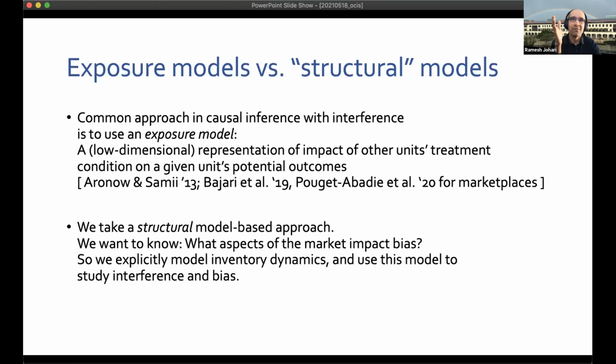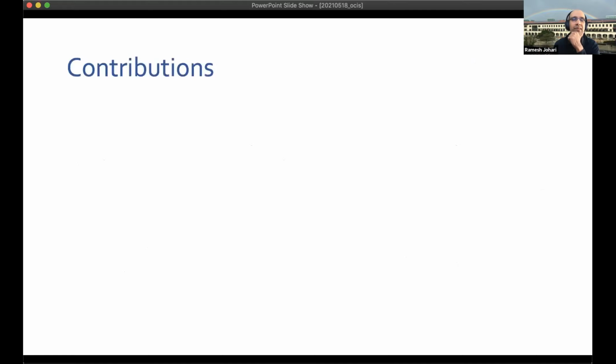Even if the rest of the talk doesn't make any sense, this is one of the main takeaways that I want to pass along to the audience. I think this is really the tip of a gigantic iceberg of interesting modeling opportunities in these kinds of settings. For today, my goal is to convince you that there is value in structurally modeling these inventory dynamics, and that we learn something from doing so. Okay, so with that in mind, let me comment quickly on what our contributions are.